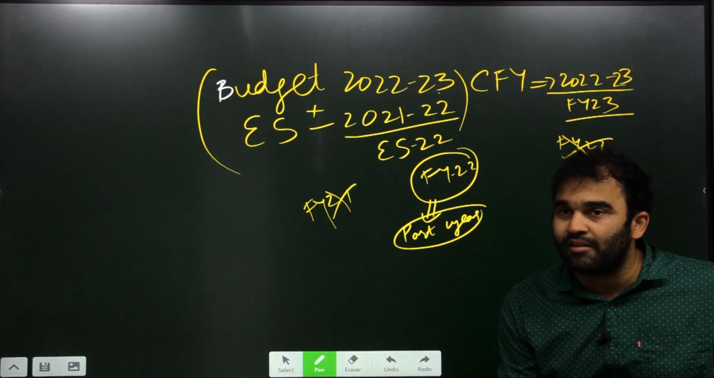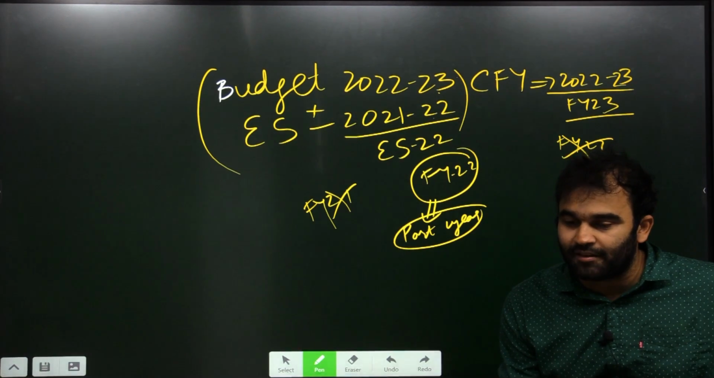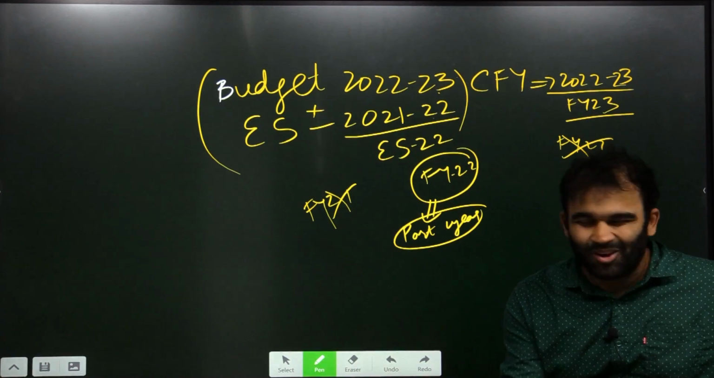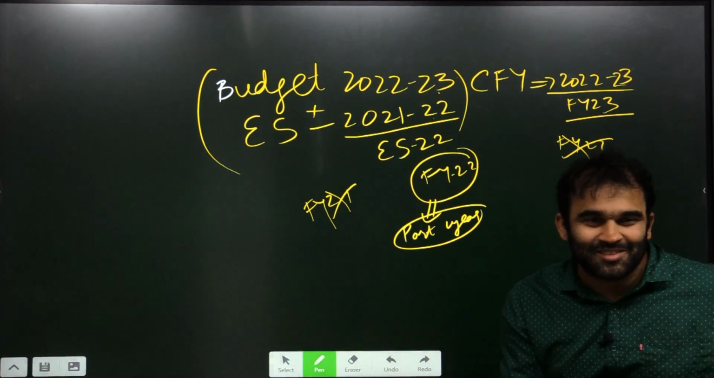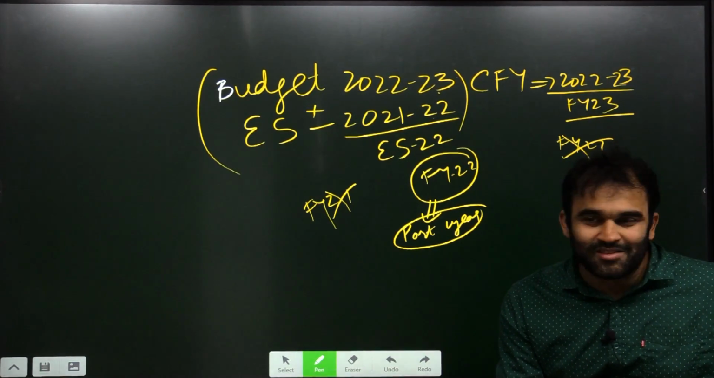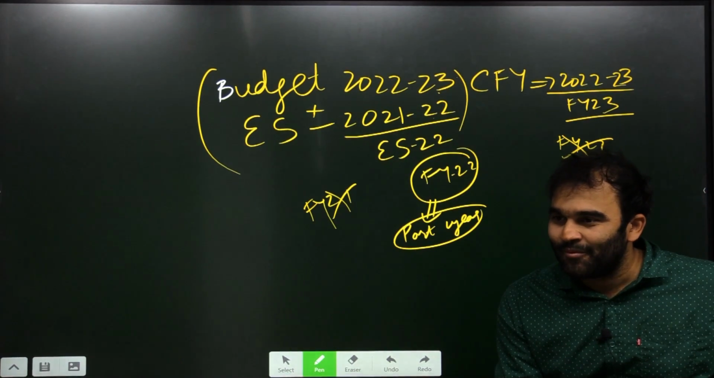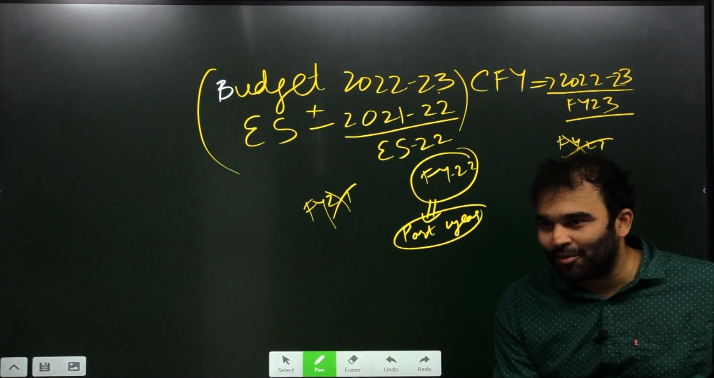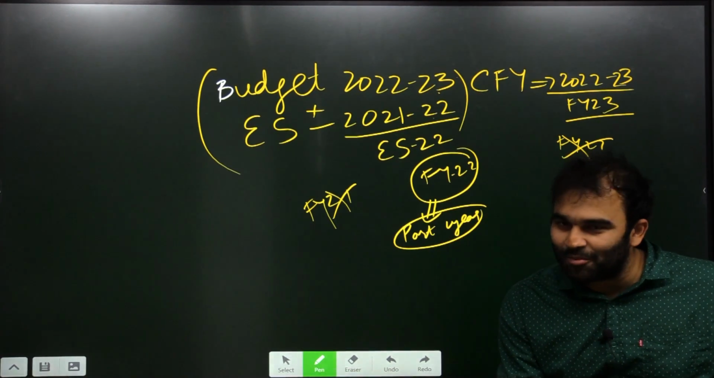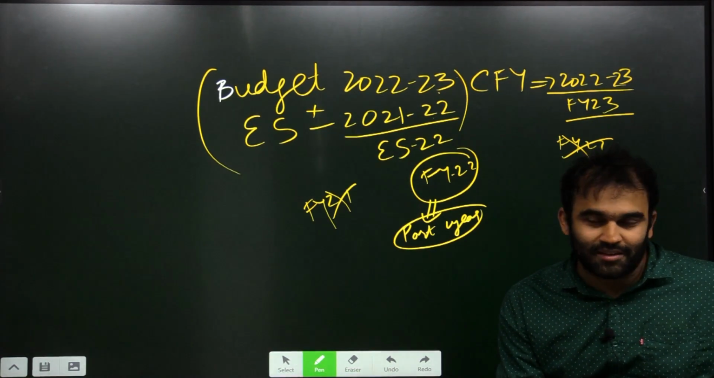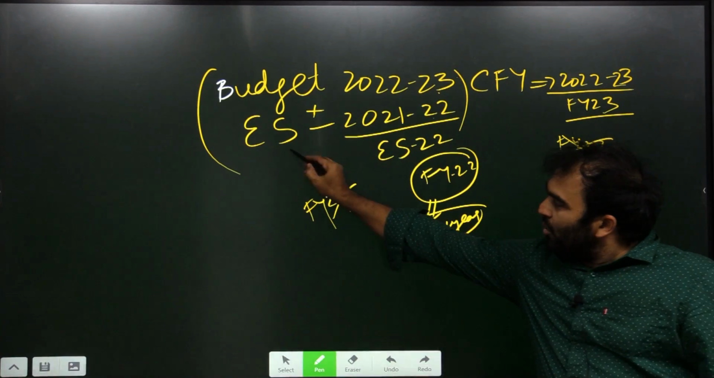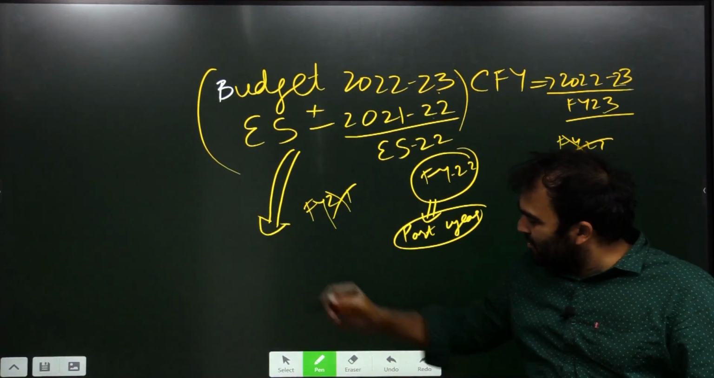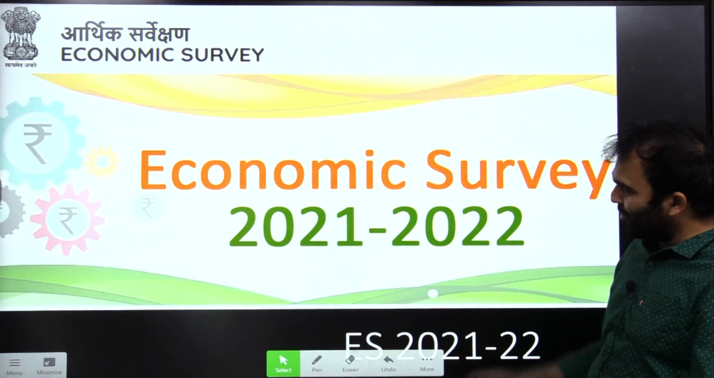So please, sometimes these very minor mistakes hurt a lot. Not exam wise, but to the ears. When you use those wrong words, it hurts a lot. You shouldn't say economic survey 2023. Budget 23, yes, but it's economic survey 22. So remember that. Gone are those days of questions on economic survey 2021.